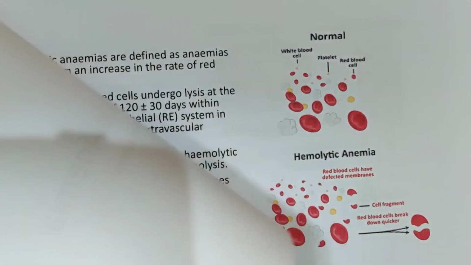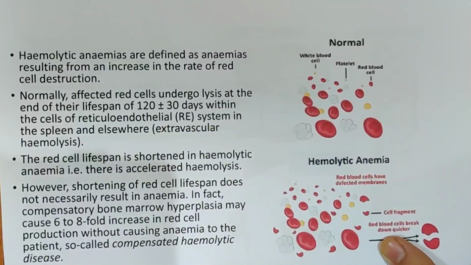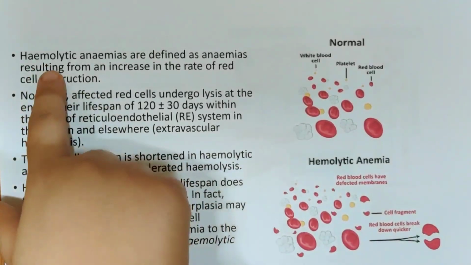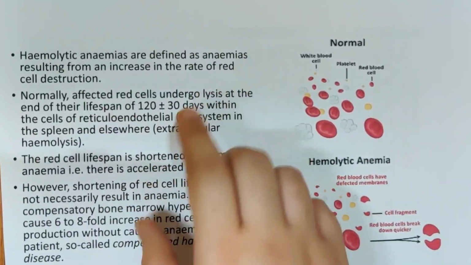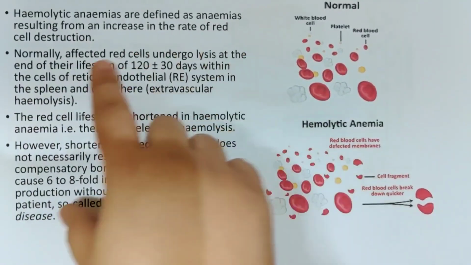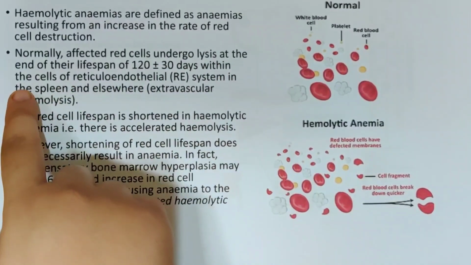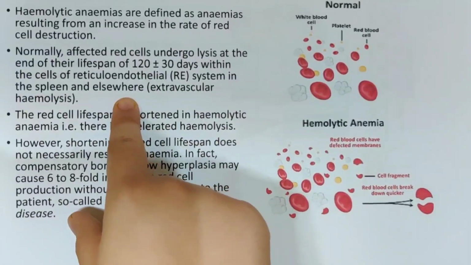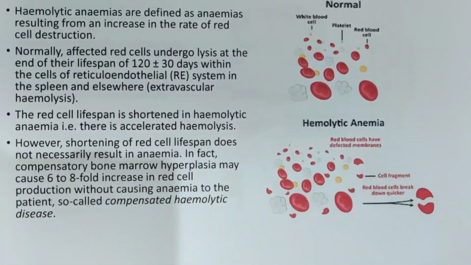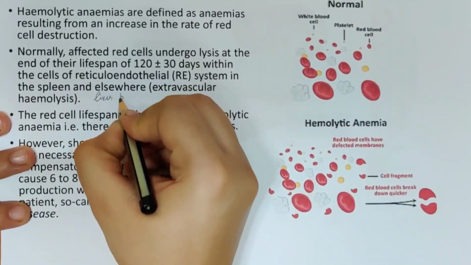What is hemolytic anemia? Hemolytic anemia is defined as anemia resulting from an increase in the rate of red cell destruction. This means hemolytic anemia happens when there is increased red cell destruction. Normally, red cells undergo lysis at the end of their lifespan of 120 days plus or minus 30 days within the reticuloendothelial system, that is your spleen, and elsewhere. This elsewhere is your liver. Okay, either in spleen or liver or bone marrow.